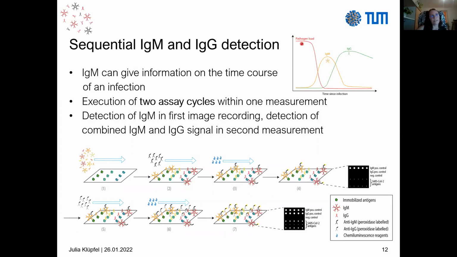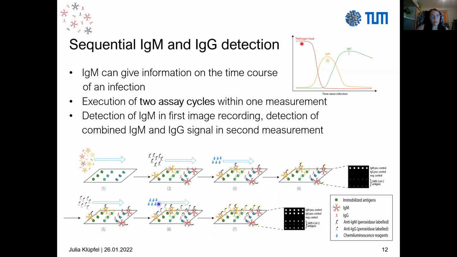And then the last thing I wanted to show is the sequential detection of IgM and IgG antibodies. Because usually in an infection, first of all, we have a high pathogen load. So this is the phase where somebody really is infected. And then the antibody production starts. And first of all, the body produces IgM antibodies that will then again fade relatively fast. And afterwards, IgG antibodies are formed. So if we are able to measure both of these antibody types, we will get information on the time course of an infection. To measure both antibody types, we simply executed 2 assay cycles within one measurement.